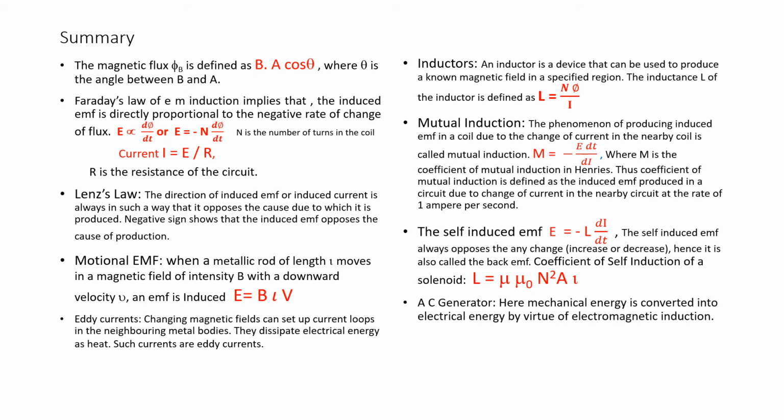AC generator. An AC generator converts mechanical energy into electrical energy due to the principle of electromagnetic induction. Therefore, E is given by E max sin omega t. Having summarized chapter number 6, we will take up some worked examples.